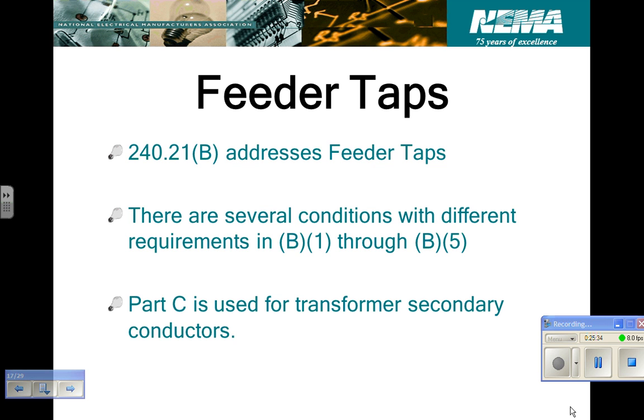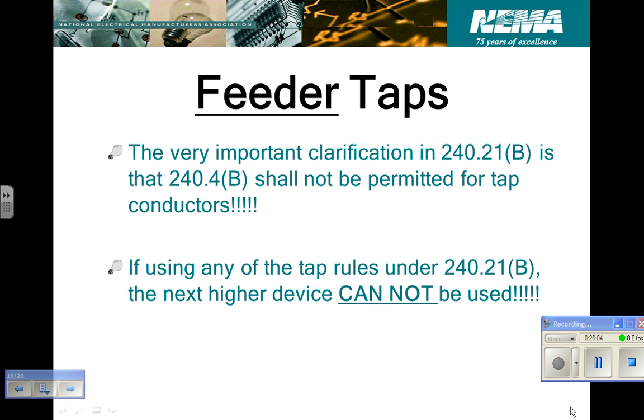Let's go down a little bit. Now, our favorite part, 240.21(B) addresses feeder taps. There are several conditions with different requirements in (B)(1) through (B)(5). Write that down. 240.21(B), 1 through 5. Part (C) is used for transformers, secondary conductors, which is also going to become important to you. So write down 240.21(C) also.